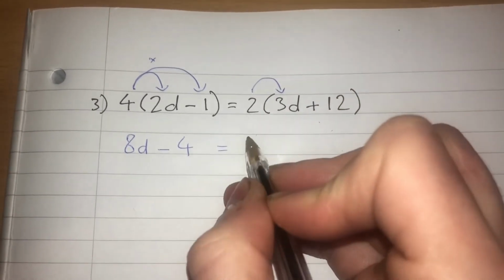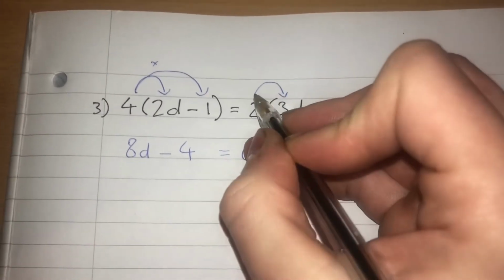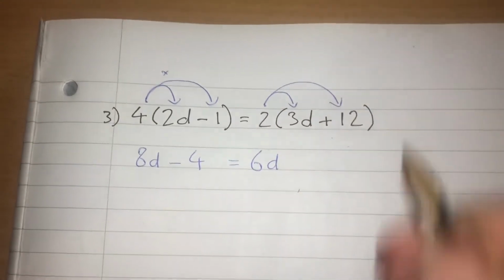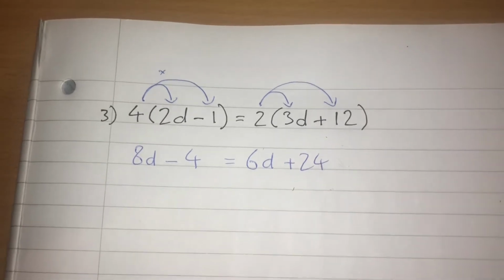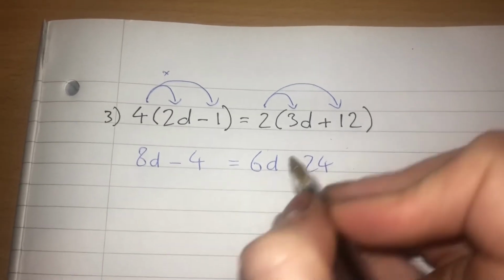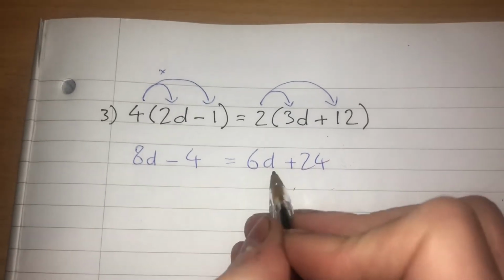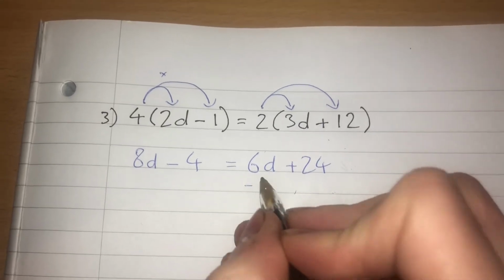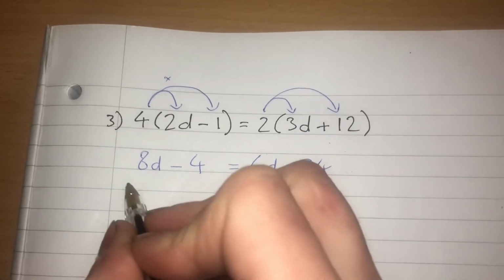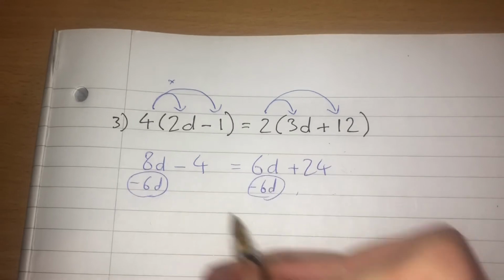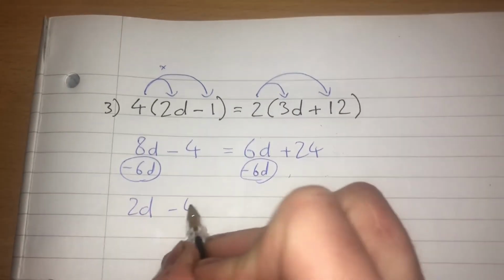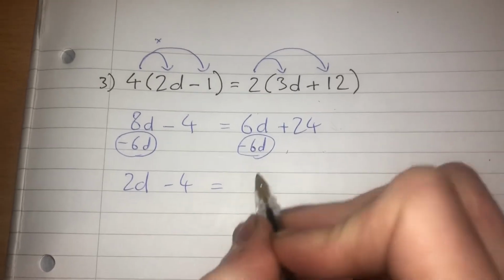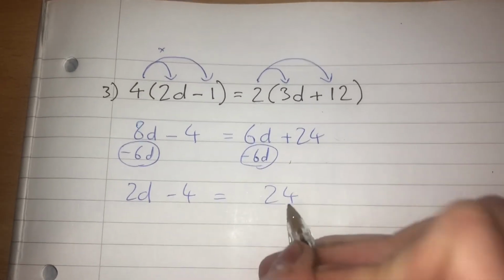Get rid of the bracket on the right hand side. 2 times 3d is 6d. 2 times 12 is 24. So 8d on the left, 6d on the right. I'm going to get rid of the 6d. So I subtract 6d and I subtract 6d as well. 8d take away 6d is 2d minus 4 equals, this is gone, 24.